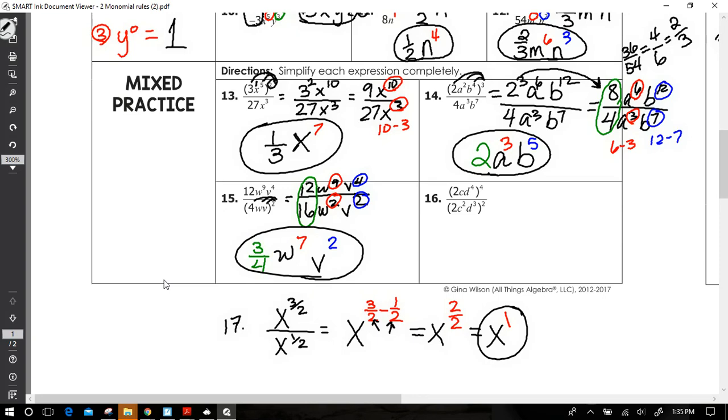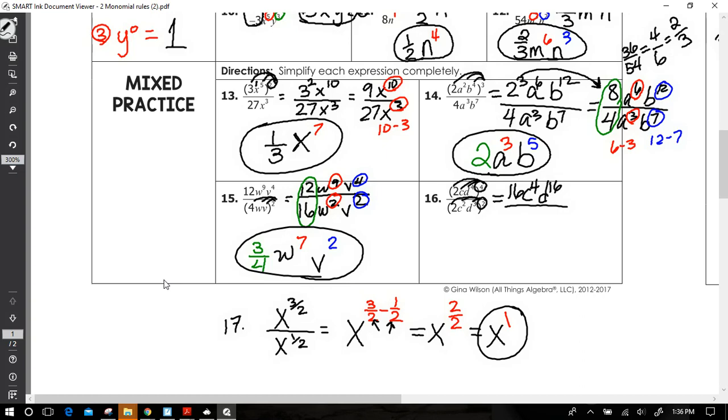Let's do number 16 together as well, because this is the largest problem here. And you can see that there is a power rule going on in both the numerator and the denominator. So I'm going to go ahead and distribute to all of the terms in both the top and the bottom. So 2 to the fourth power: 2 times 2 is 4, times 2 is 8, times 2 is 16. And then I have c to the 4 times 1, and I have d to the 4 times 4.